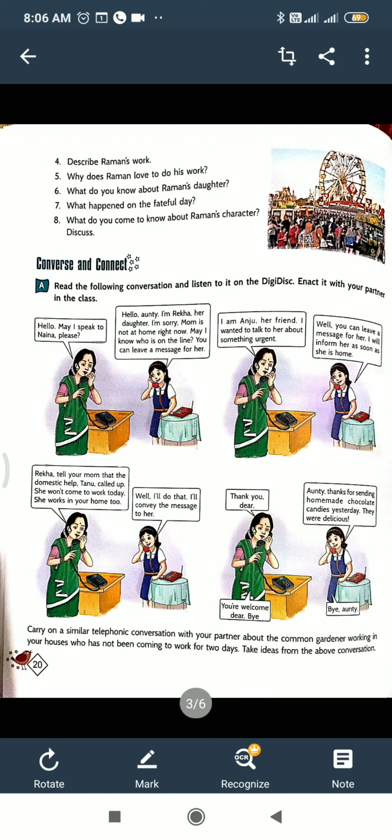You will be the owner of the house, and your sister or brother will be the gardener. Talk like this, okay, in English. And if you have talked well, then send the audio to me also. I can check it. Okay, do it today. It's a good activity. Now, next one.